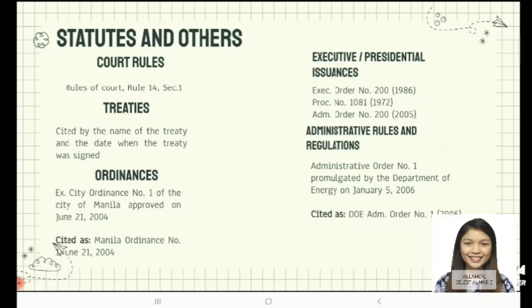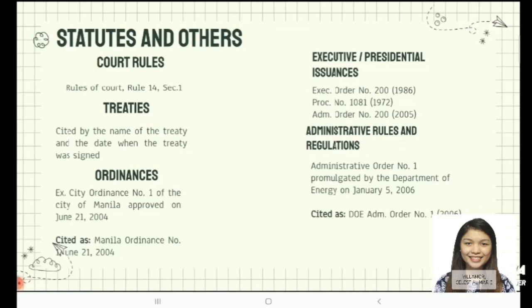We also have executive or presidential issuances, which shall be cited in the manner as reflected on the screen. We have Exec. Order Number 200 of 1986. We also have Proclamation Number 1081 of 1972, and we also have Administrative Order Number 200 of 2005.